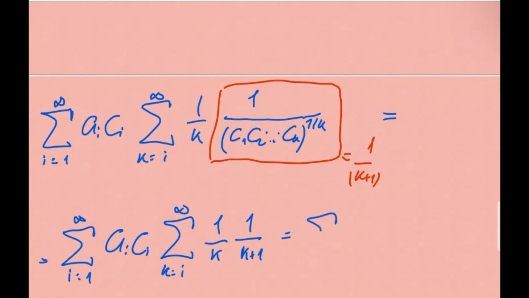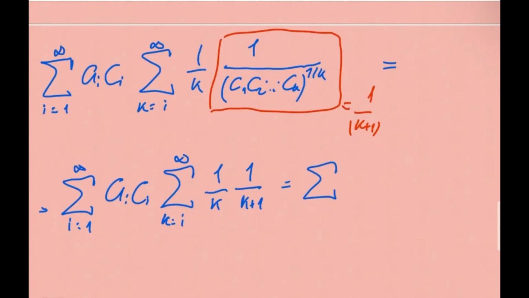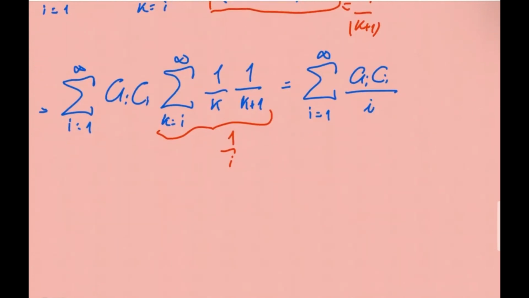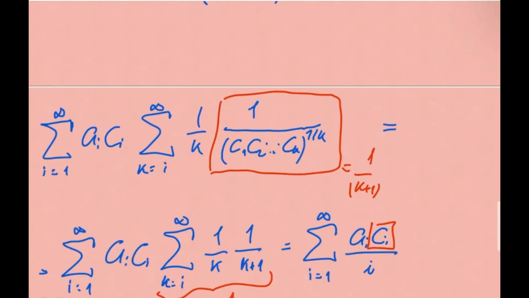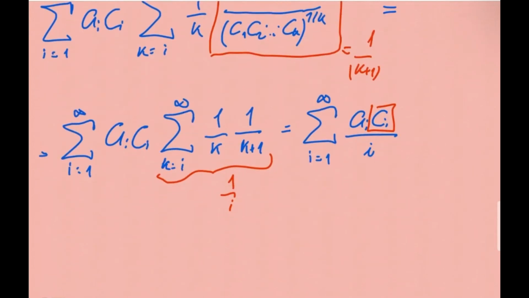And this is because we already established that this here becomes 1 over i. Then we have the summation of i from 1 to infinity of a_i c_i over i. Great. But we still have a problem. We don't know what these c_i's individually are. We know what they are collectively if we have 1 over these terms. So how can we calculate that?